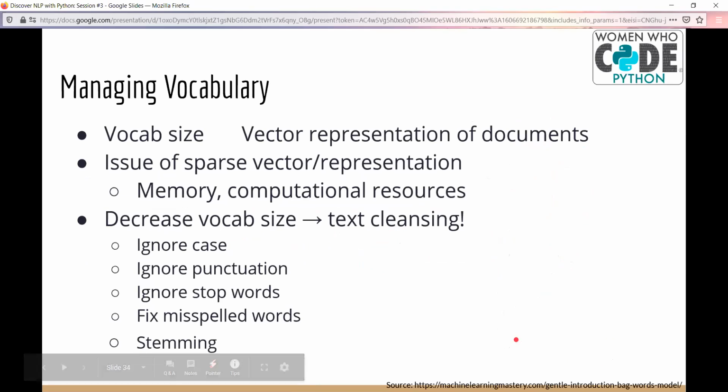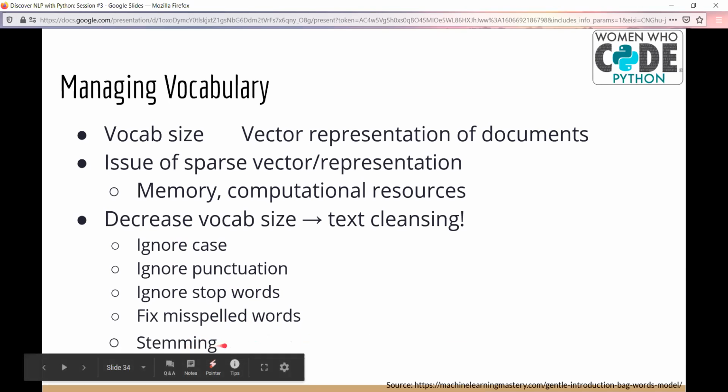How large the vocabulary and the vector representation would be depends on you. It depends on whether you are removing the stop words or not, and whether you are cleaning your vocabulary or not. The best practice is that if the word is the same and only the case is different, consider both of them as the same. Let's say I have a word in uppercase and the same word in lowercase. I would make sure each and every word has the same case, so that the model is not considering those as two different words. So ignore the case, ignore the punctuation, ignore stop words, because those don't add anything to the information, and fix the misspelled words as well.